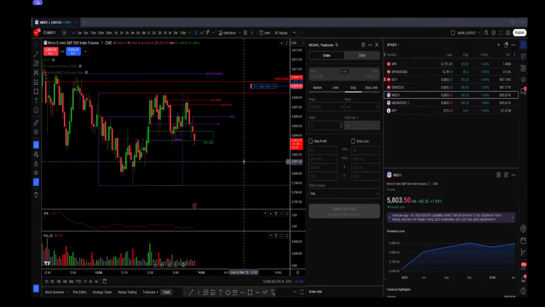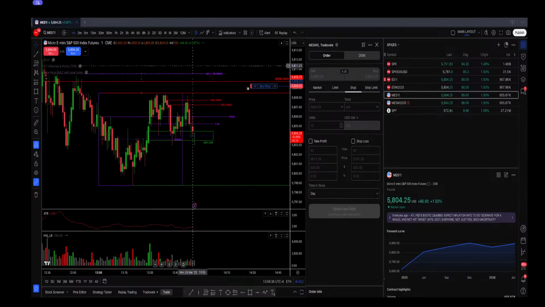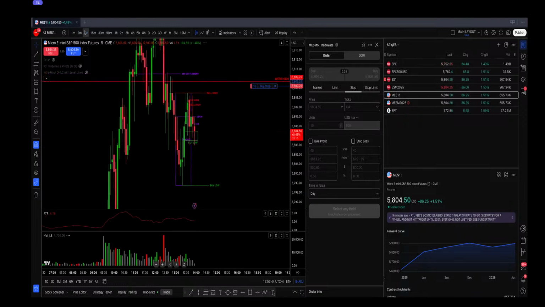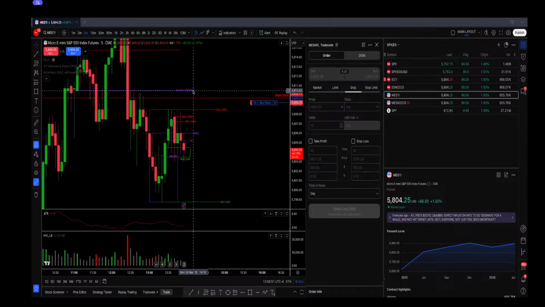Praying they just chop here for the rest of the day. Praying that that's what they want to do is just chop. The prayer is that nobody is here and nobody wants to make a decision.